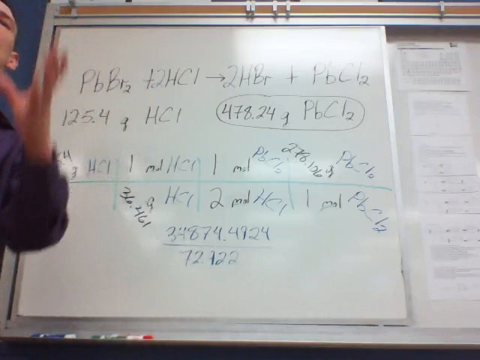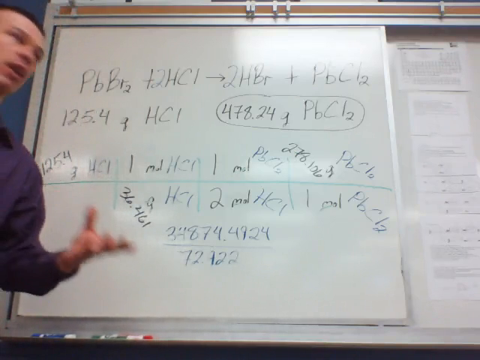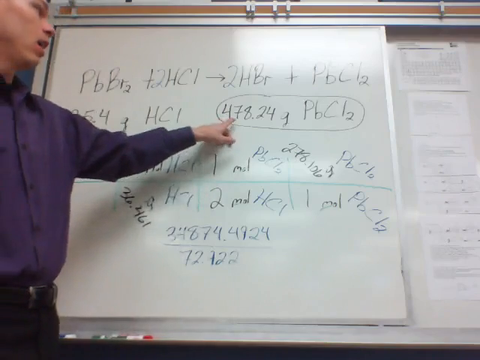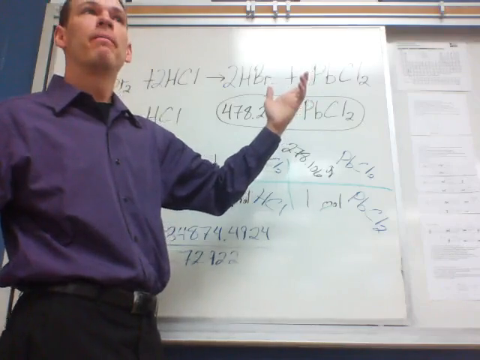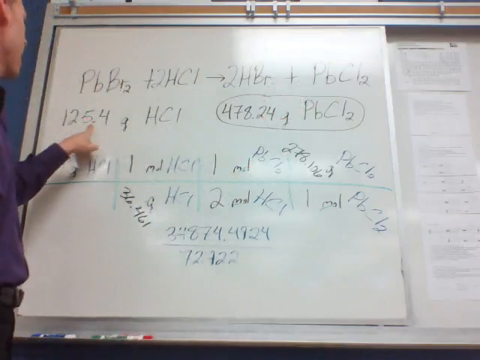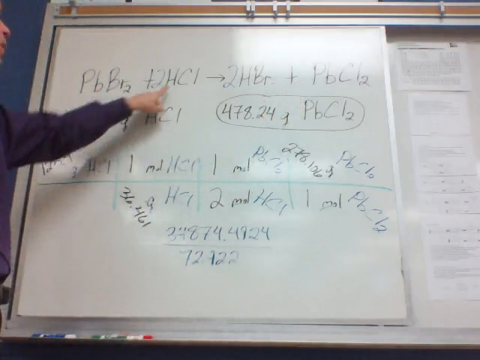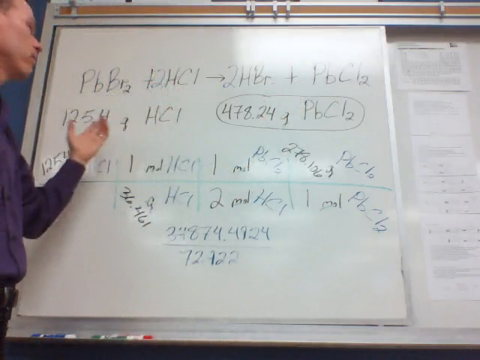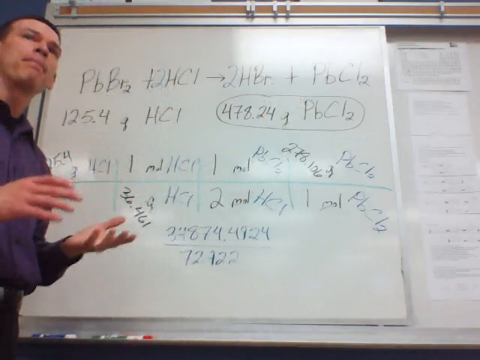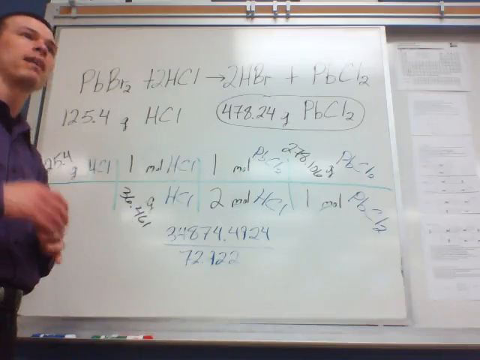And understand the importance here, guys. If a physician needed 478 grams of lead-2 chloride for something, we know right away that we have to have at least 125.4 grams of that if we're doing it in this reactional way. But the numbers are absolutely correct.